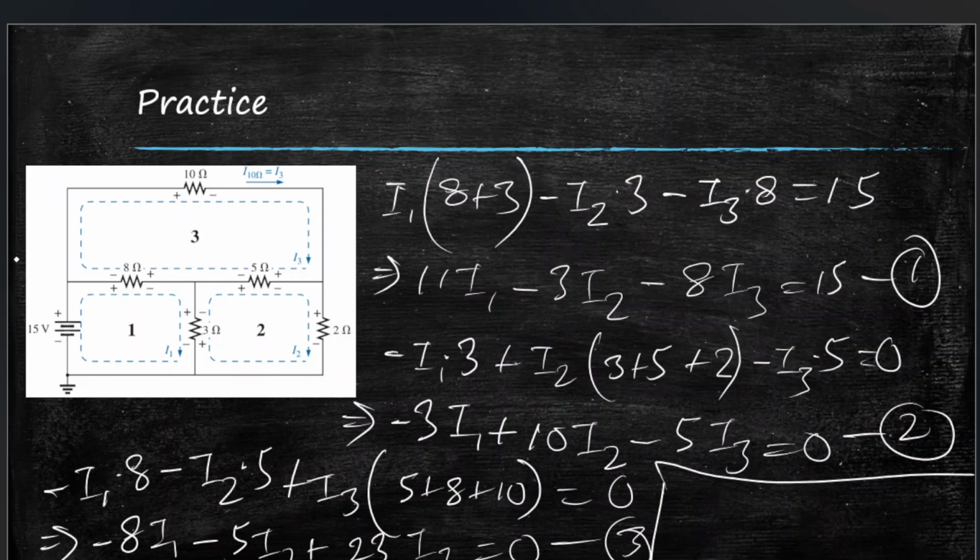So we have I1 is equal to 2.63 amperes. I2 is equal to 1.4 amperes. And I3 is equal to 1.22 amperes. That is the end.